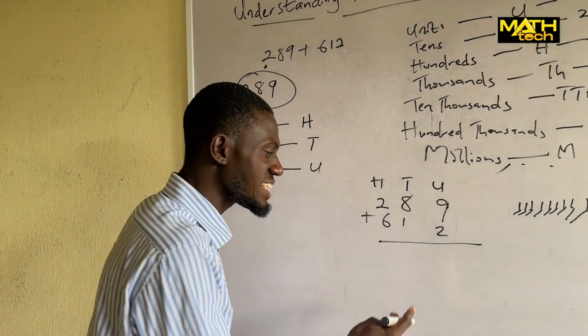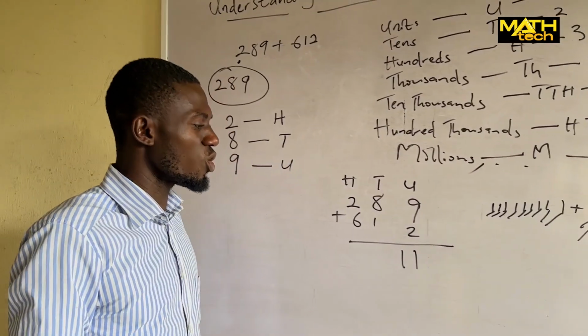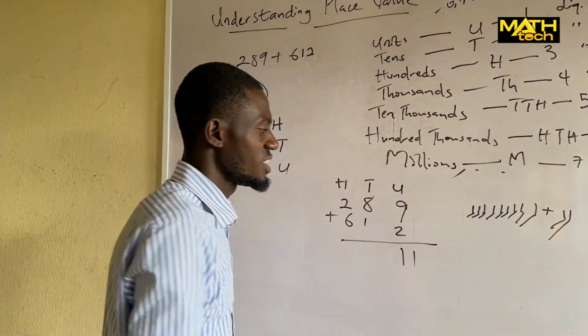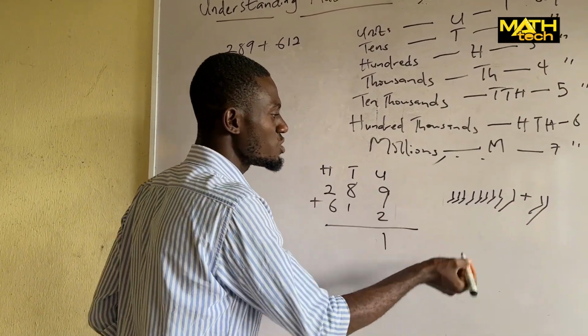But now you cannot write 11 here. You can't just write 11. This is wrong. You can't write it like that. But you write this: 9 plus 2 is giving you 11.